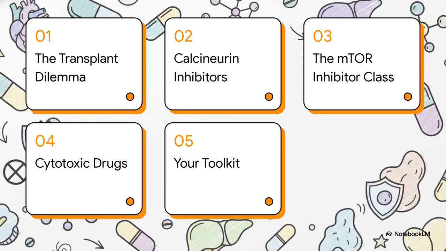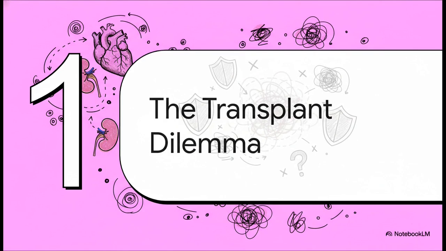Okay, so here's how we'll break it down today. First, we'll tackle the main problem, the why behind all this, the transplant dilemma. Then, we'll go one by one through the big drug classes you absolutely have to know. Calcineurin inhibitors, the mTOR inhibitors, and then the cytotoxic drugs. And at the end, we'll see how they all fit together in your, let's say, your immunosuppressant toolkit. Sounds good? Let's go. So, let's start at the very beginning.